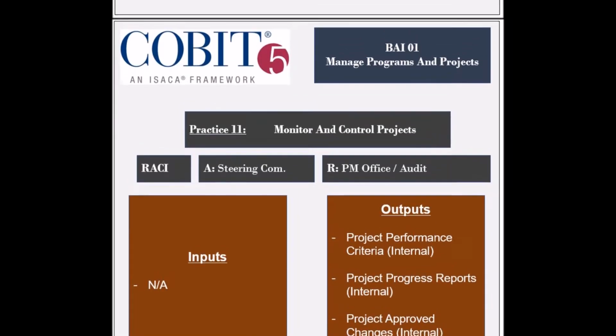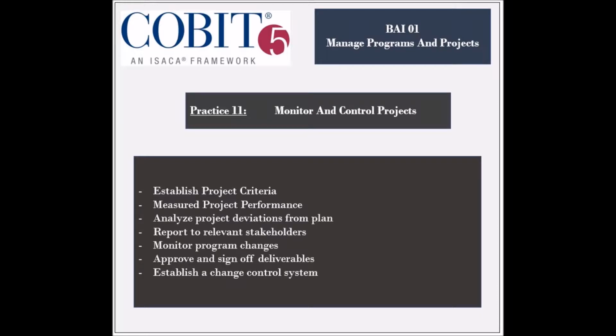to be used internally. The activities involved in this practice include establishing project criteria that cover the scope, quality, cost, risk, and other relevant aspects. The project performance should be measured against the set key performance criteria, and any significant deviations should be assessed and analyzed. The project progress should be reported to all the relevant stakeholders. Changes to the program should be submitted for approval, documented, reviewed, and monitored. The deliverables produced after each project phase should be approved and signed off.